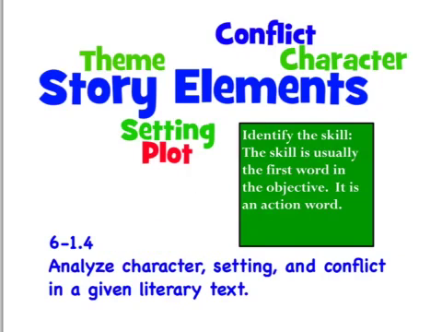The first thing that we do when we begin a new lesson is we identify the skill. The skill is usually the first word in the objective. It is an action word. So right now, I want you to identify the skill in today's objective. Circle it on your note sheet and then enter it in the Edpuzzle box.